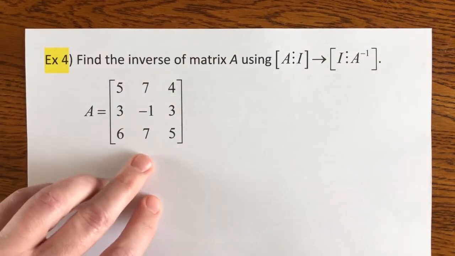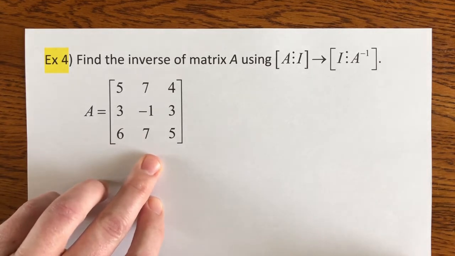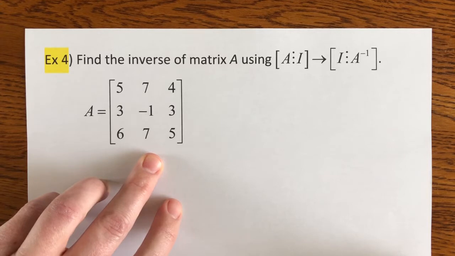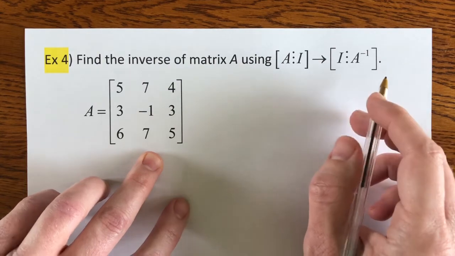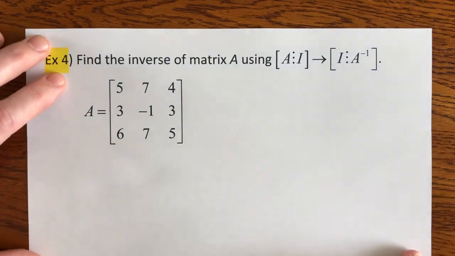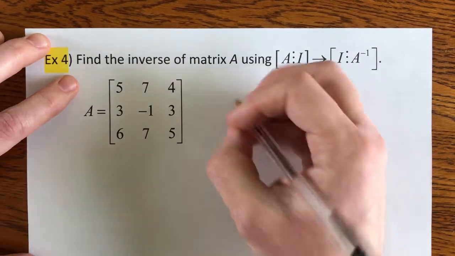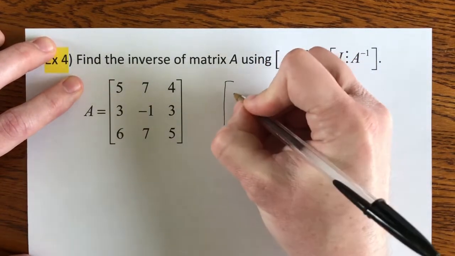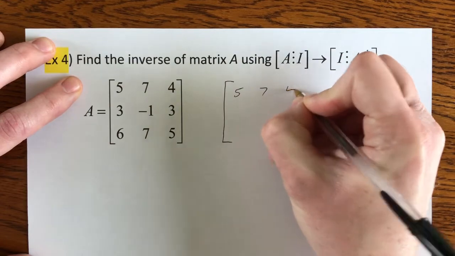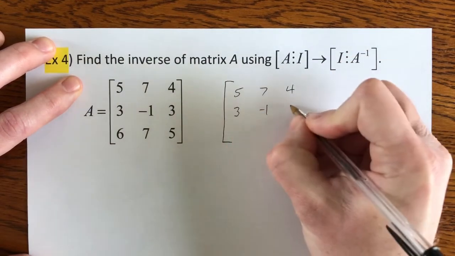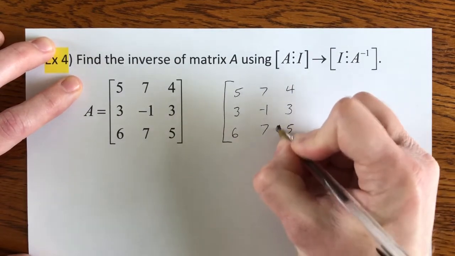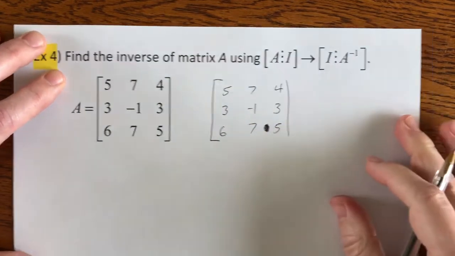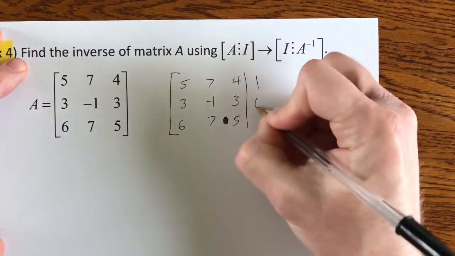Okay, example number 4. This is a beast. Okay. Why do I say that? Well, here's why. So if I'm going to follow these directions, what I would really be doing is rewriting matrix A like this. Geez. And then adjoining it with what? With the identity matrix.